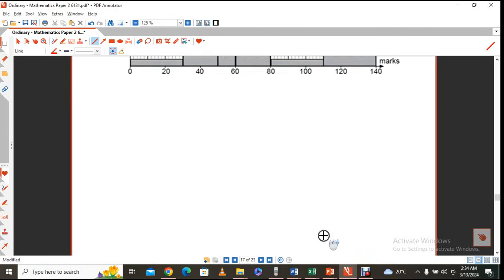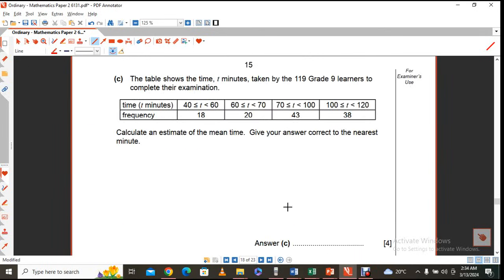Okay, so that brings us to question C. Now, when you are asked to calculate the estimate of the mean, obviously it's just an estimation. Then there are certain things that you need to bring in, and one of them is you need to know what the mid values are.